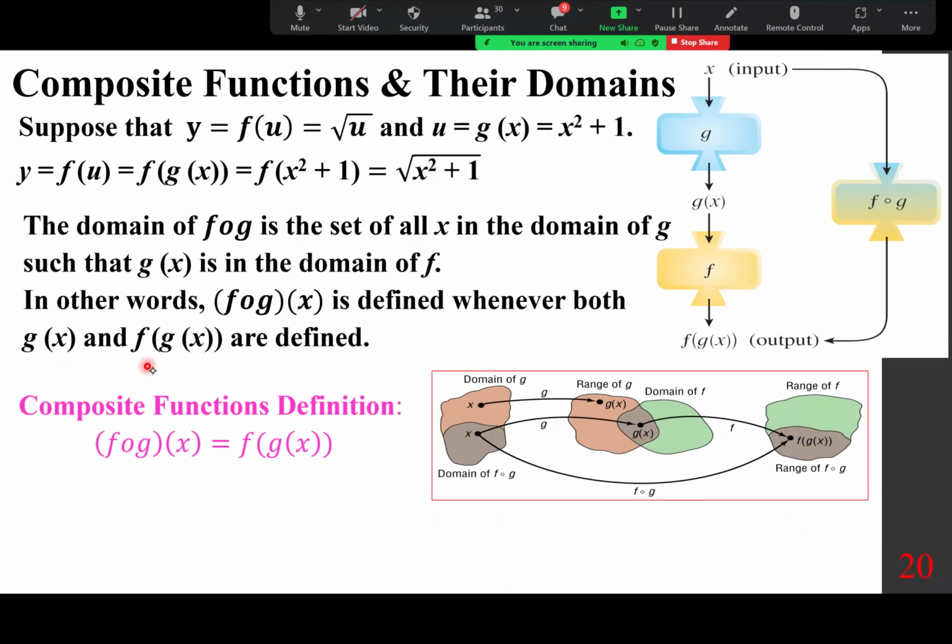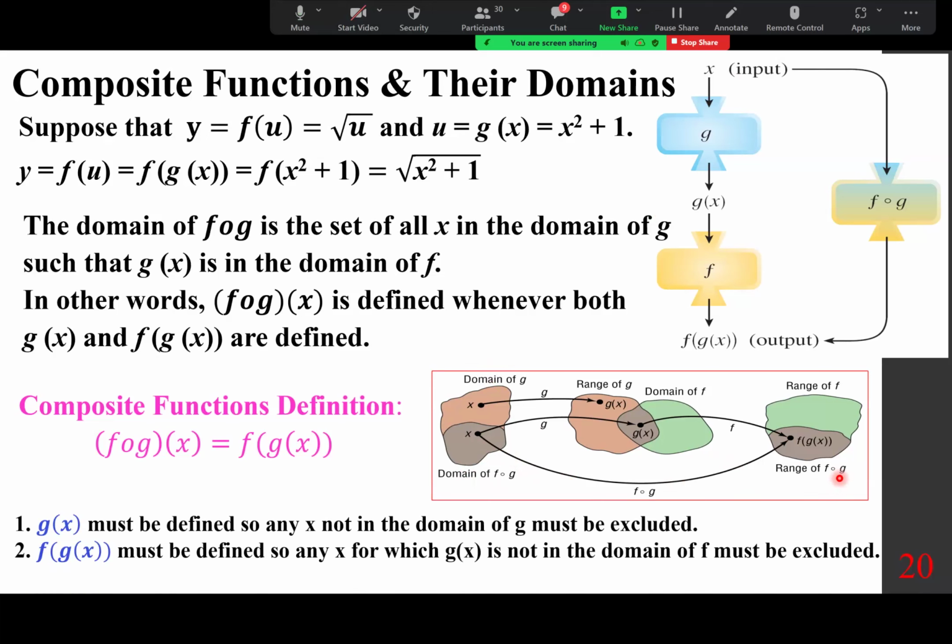So this gives you an idea, the same concept, domain of f of g, range of f of g. G of x must be defined, so any x not in the domain of g must be excluded. f of g of x must be defined, so any x for which g of x is not in the domain of f must be excluded.